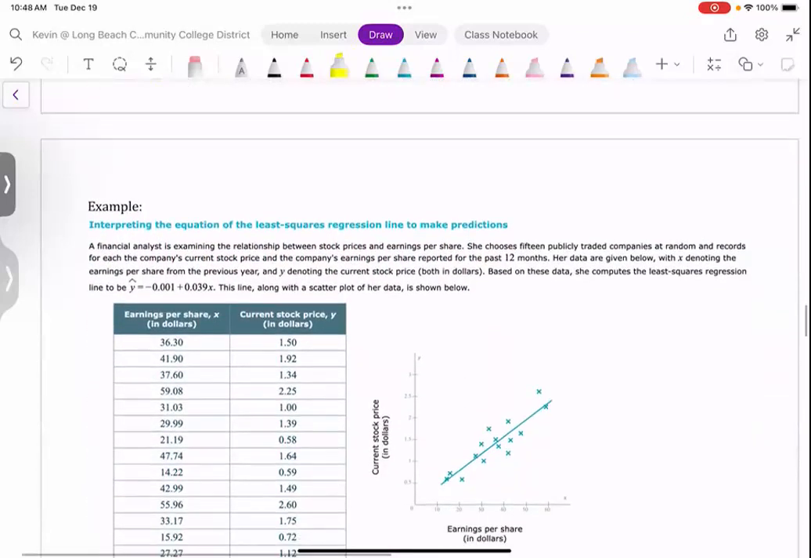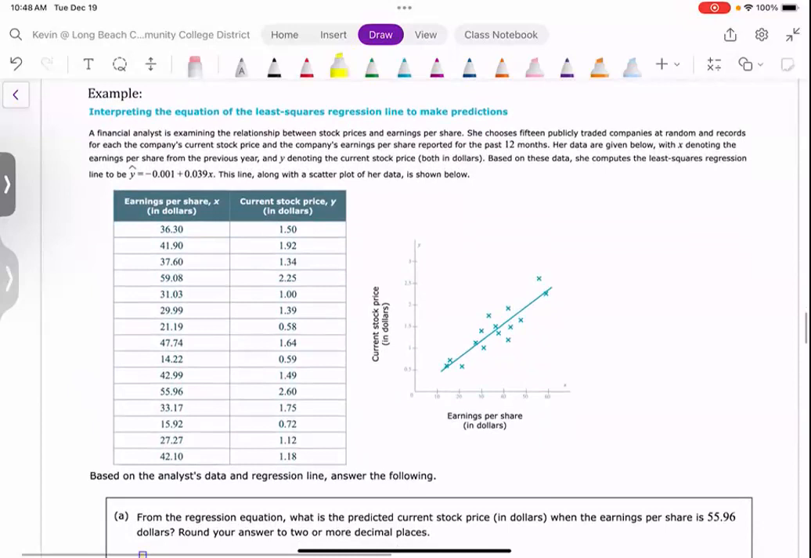All right, let's get some data out of this. A financial analyst is examining the relationship between stock prices and earnings per year. She uses 15 different traded companies at random and records for each the company's current stock price and the company's earnings per share reported in the last 12 months. Her data are given below, with X denoting the earnings per share from the previous year and Y denoting the current stock price. They're both in dollars. Based on these data, she computes the least squares regression line to be, and we once again have our least squares regression line.